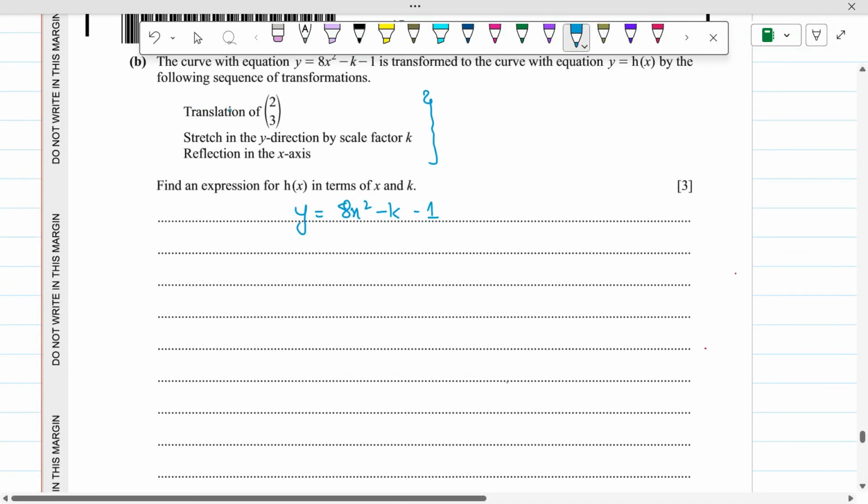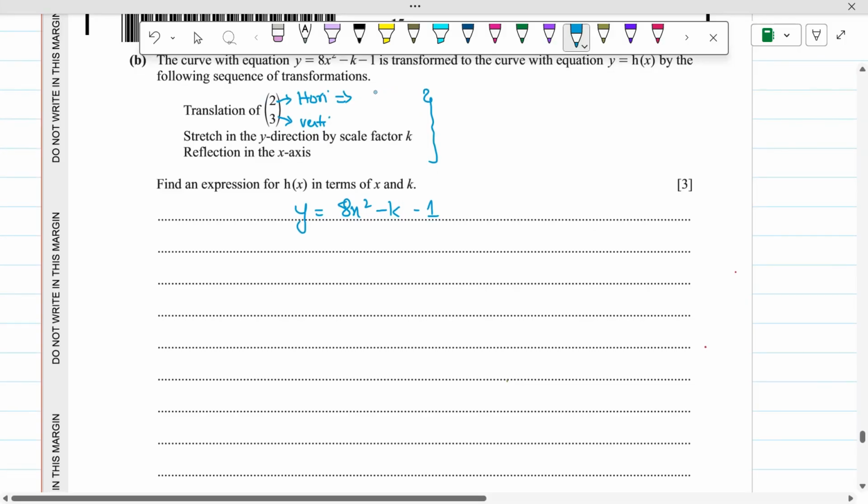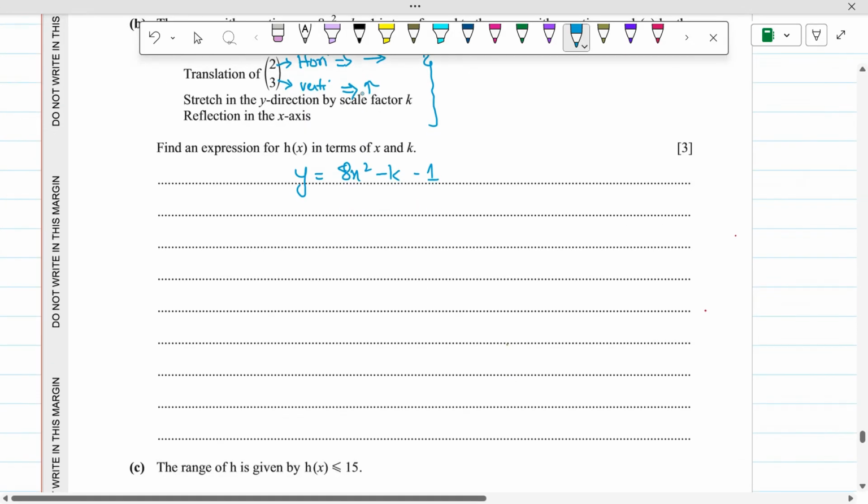So first we apply the translation. We know that in a translation, the upper component is the horizontal component and the lower one is the vertical component. The x component 2 shows that the curve has been translated towards the right side, and 3, which is the vertical component and positive, means it has moved upward.